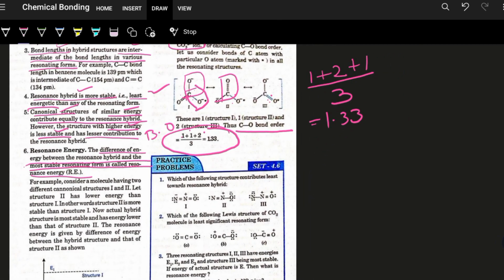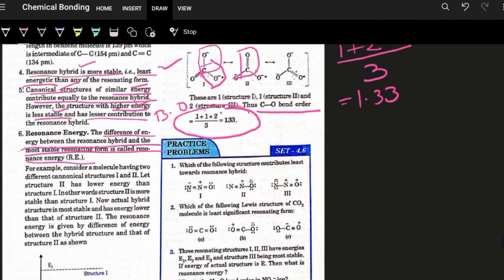So these are some practice problems which you can practice, and this is up to the topic of resonance. We can discuss polarity of molecules now.